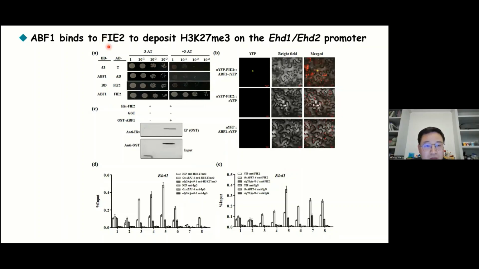So we next hypothesized whether ABF1 can recruit the PRC2 complex to work together to regulate rice flowering. So we used the yeast two-hybrid assay and in vitro pull-down assay, and luckily we found this transcription factor can bind to FIE2, a member of the PRC2 complex.